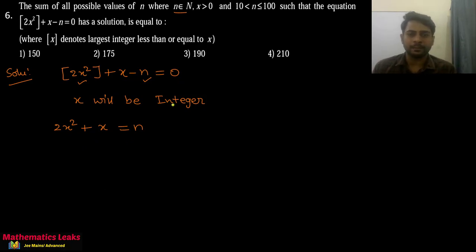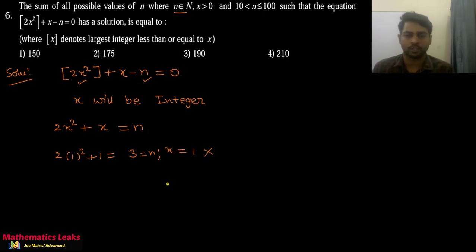So now if you will see, x will be greater than 0 and n has a restriction that it should be greater than 0 but less than or equal to 100. So x is greater than 0, so x is an integer. Let's start checking here. If you take x equals 1, then 2 into 1 square plus 1, overall this value is coming 3. So this is the value of n. So n equals 3 is lying in between 10 to 100? No, so x equals 1 is not possible.